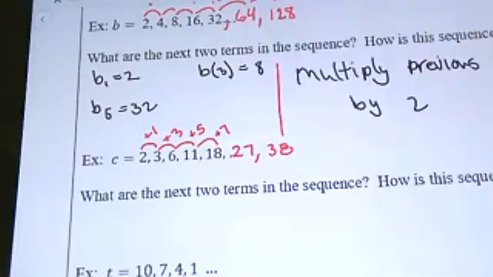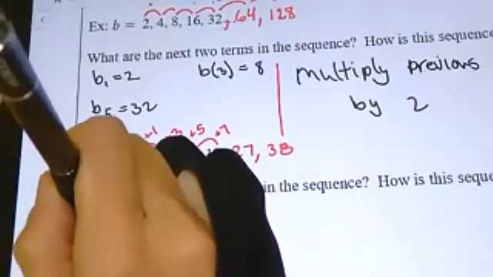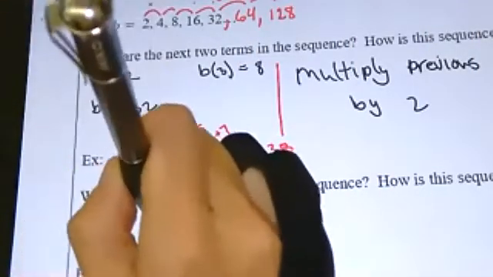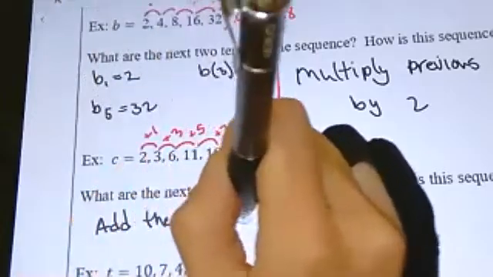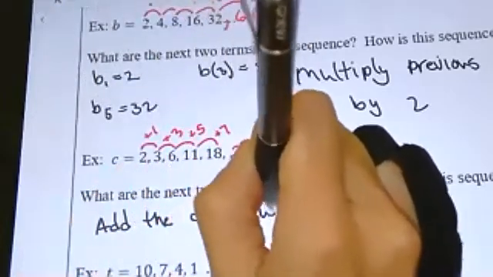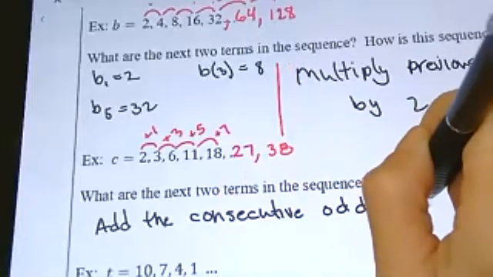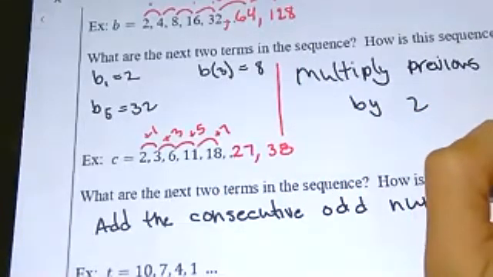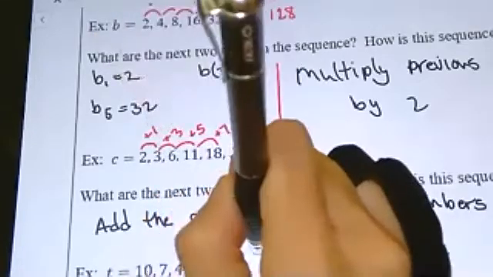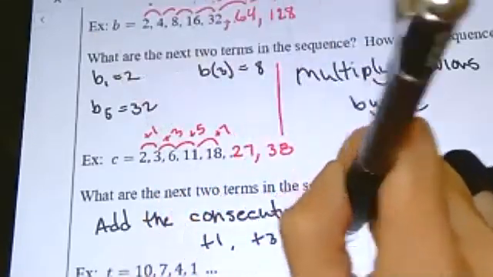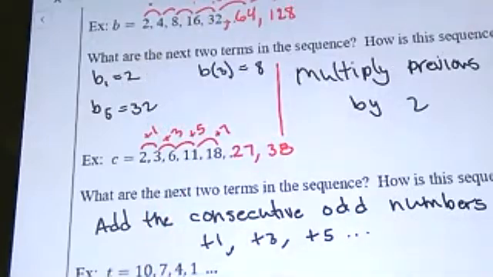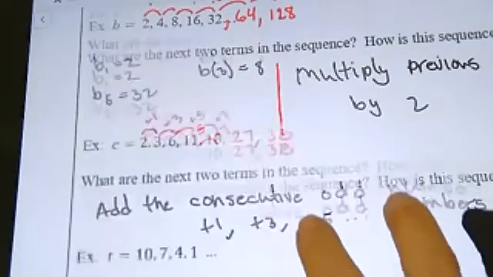Okay, so this sequence is being generated by adding the consecutive odd numbers. Like +1, +3, +5, etc. Consecutive means in a row. 1, 3, 5, 7. Those are the consecutive. They're not like 1 and then 9 and then 11. It's in a row. So first add 1, add 3, add 5, etc.